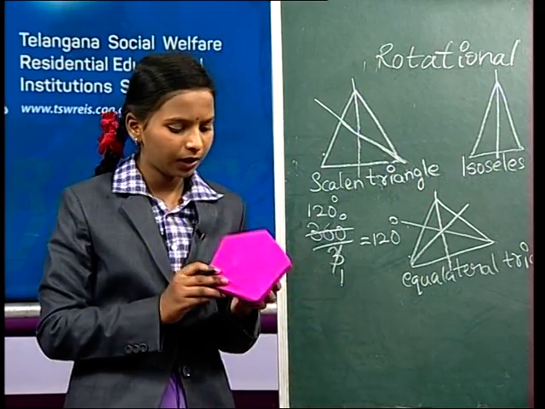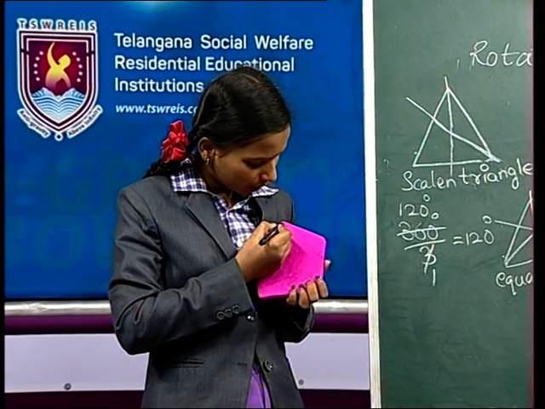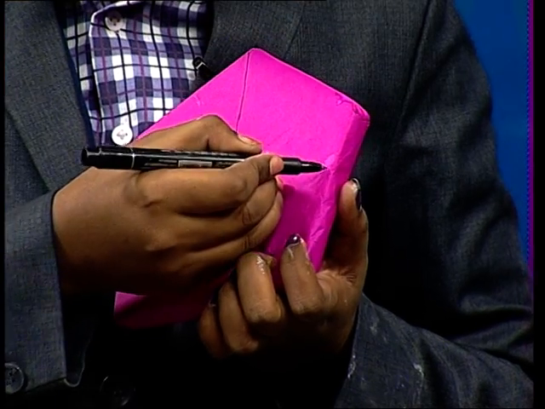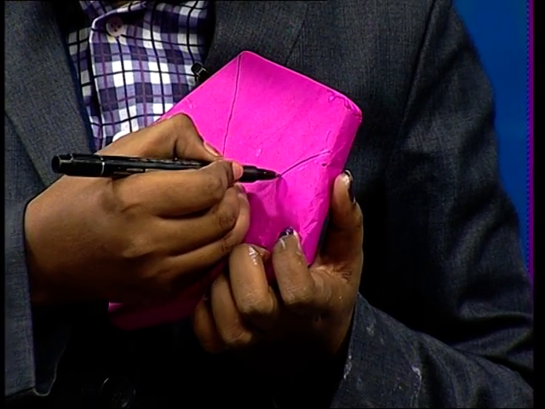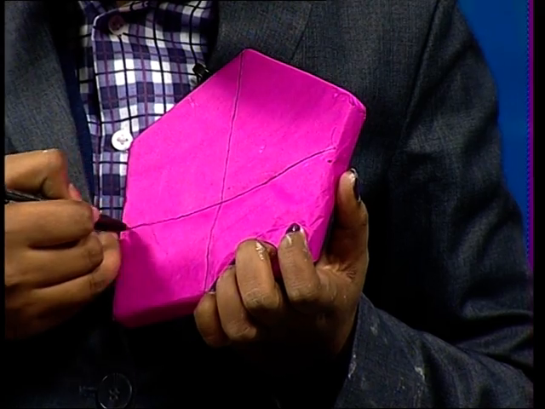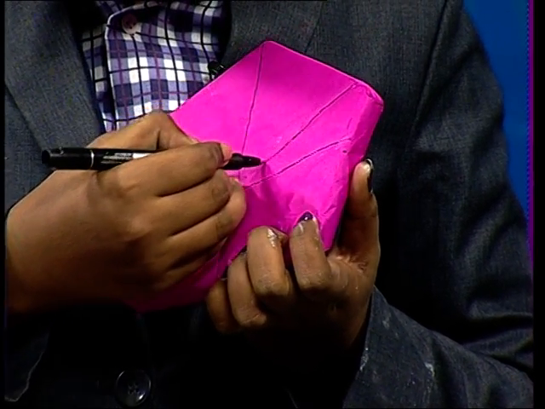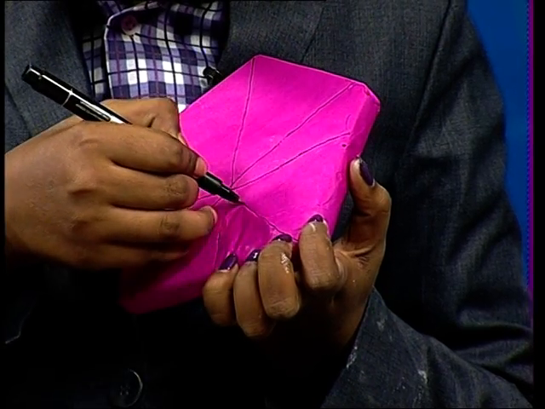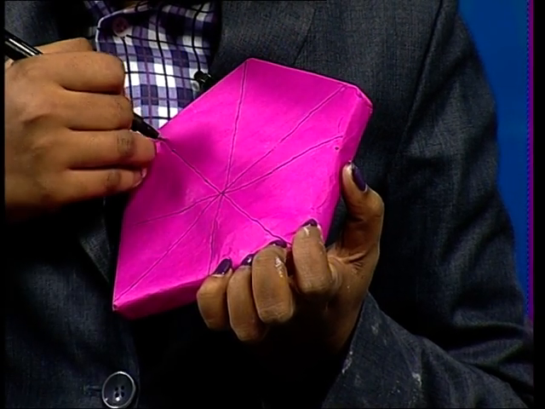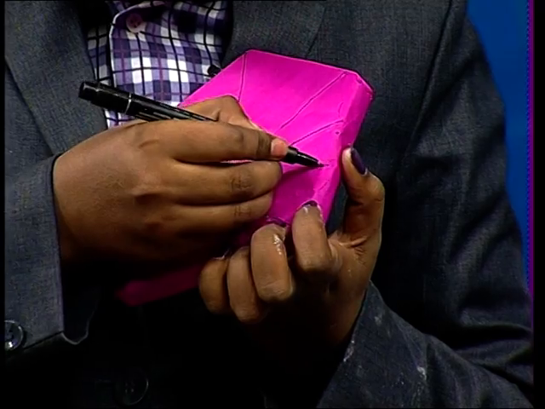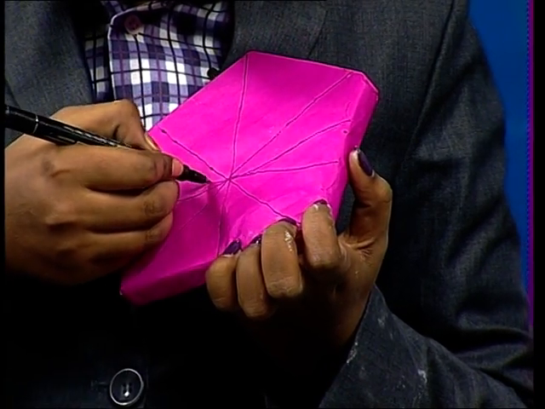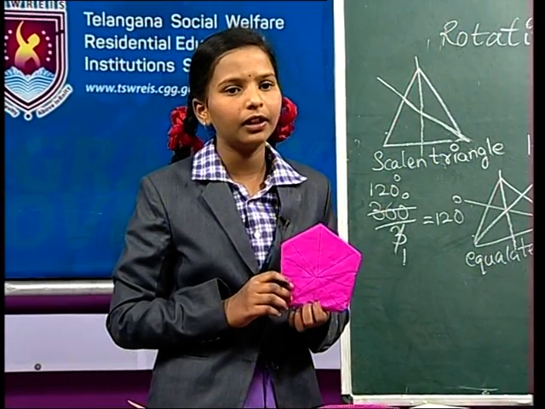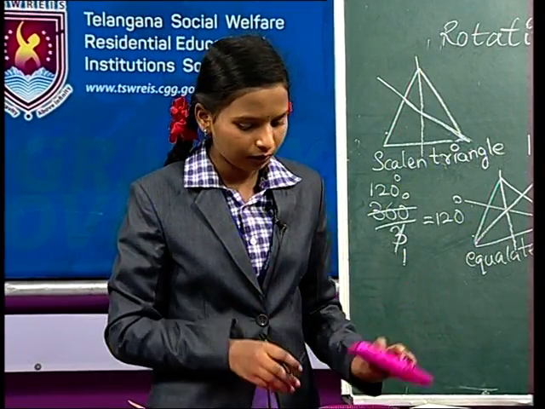For a pentagon, how many? We can draw like this. We can draw like this. We can draw like this. We can draw like this. And also we can draw like this. So the regular pentagon has 5 lines of symmetry.